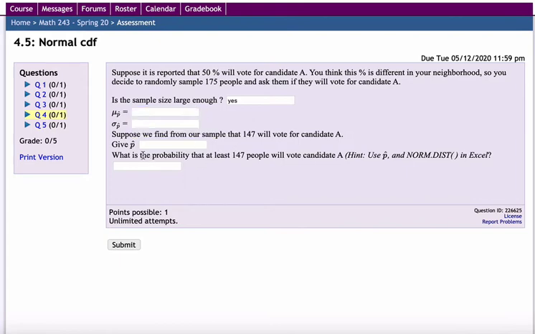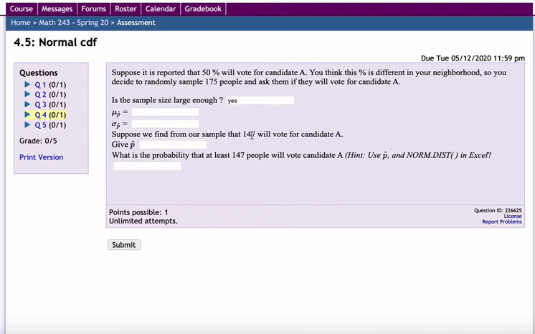Okay, so this is kind of tricky. Suppose we find from our sample that 147 out of these 175 people will vote for this candidate. Give P hat. If you go back to that video, you might see that we define the symbol P hat. It represents the sample proportion. You're like 147? No, this is the count in the sample that supports this thing. The proportion would be 147 out of 175.